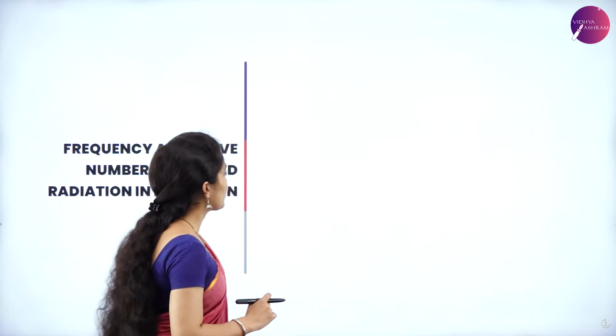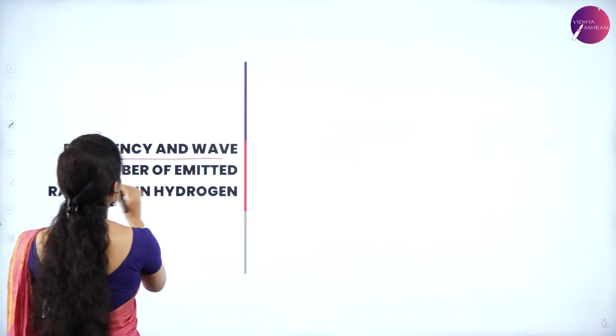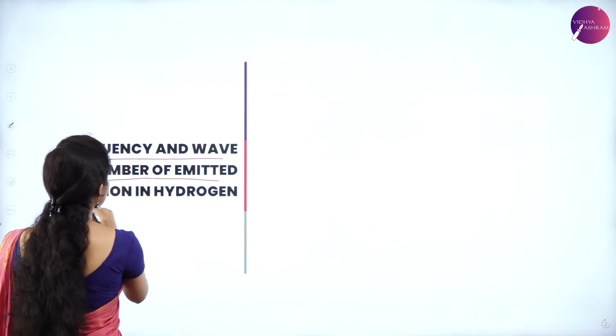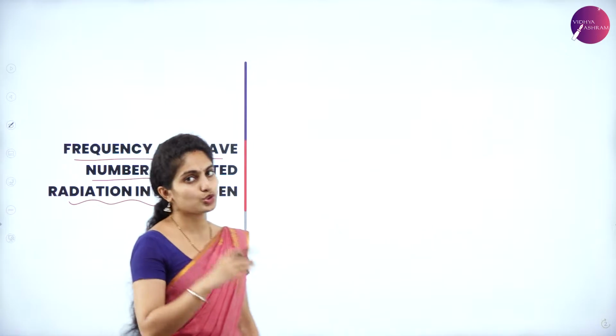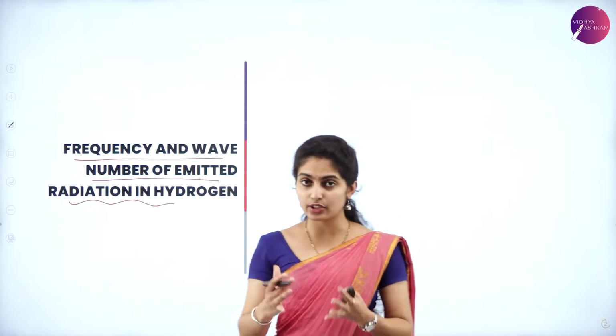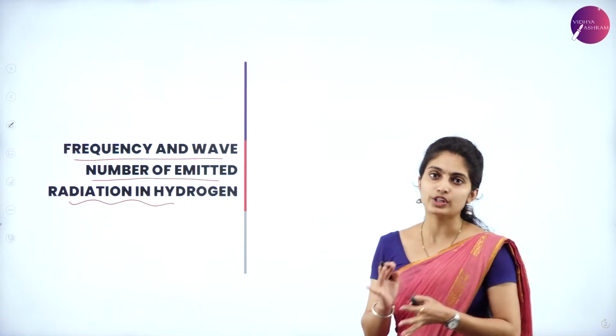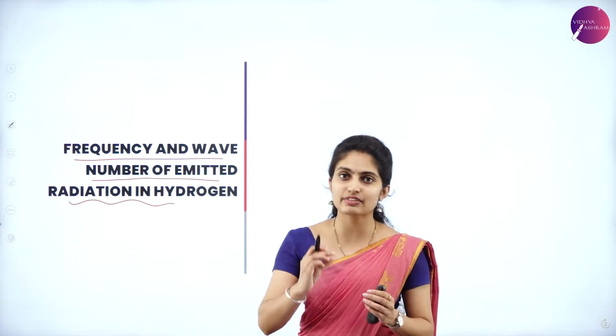So let us begin with the frequency, that is frequency and wave number of the emitted radiation in hydrogen-like atom. So now we know that in hydrogen atom there are energy levels. Lowest energy levels, highest energy levels. Lowest energy level is nothing but the ground state, which is called as n is equal to 1. The energy levels are given by numbers such as n1, n2, n3, it goes up till, correct?